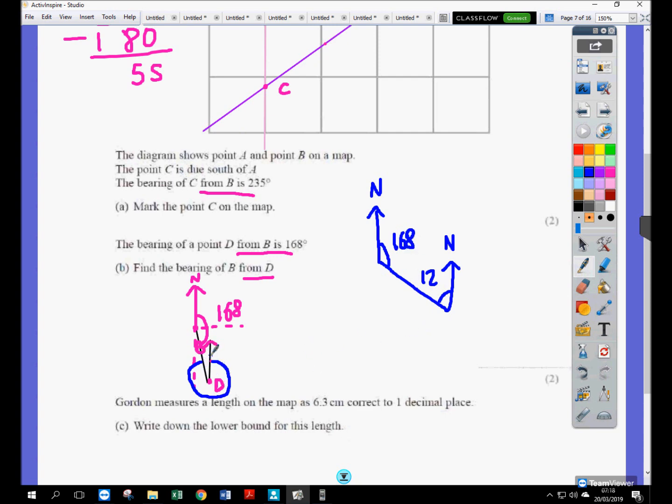So this little angle here is 12. And that means the one on the outside, the one I'm interested in, will be 360 take away 12, so 348.